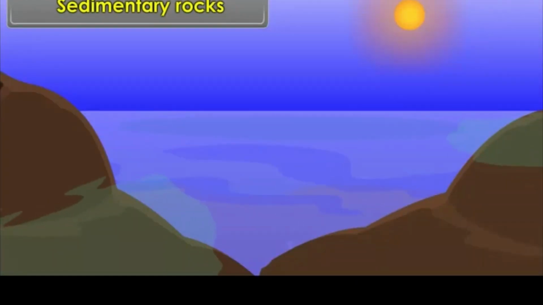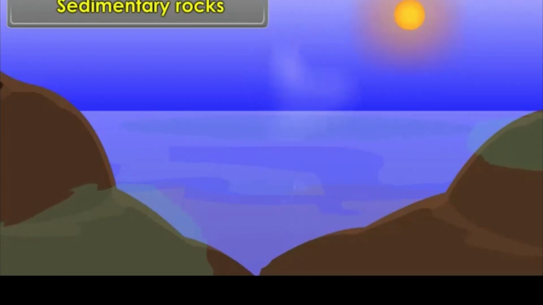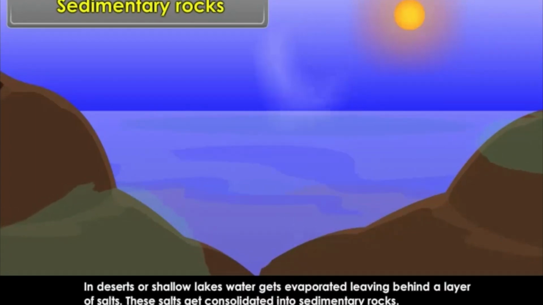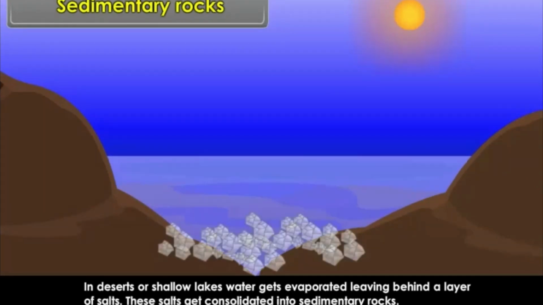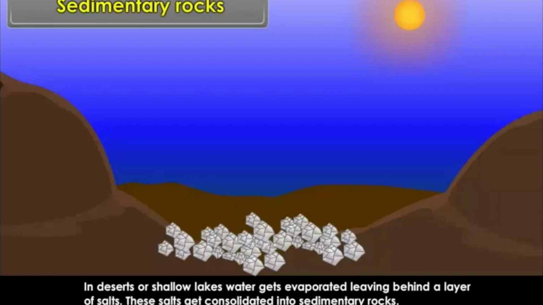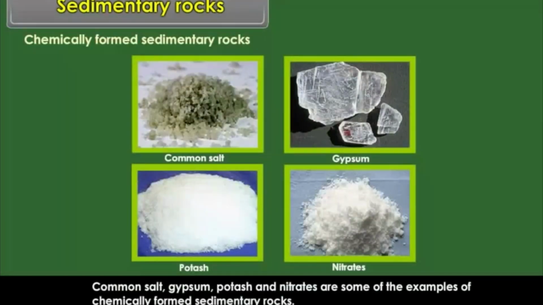Chemically formed sedimentary rocks. These rocks are formed by the process of evaporation of water containing mineral salts in solution. In deserts or shallow lakes, water evaporates, leaving behind a layer of salts. These salts get consolidated into sedimentary rocks. Common salt, gypsum, and nitrates are some examples of chemically formed sedimentary rocks.